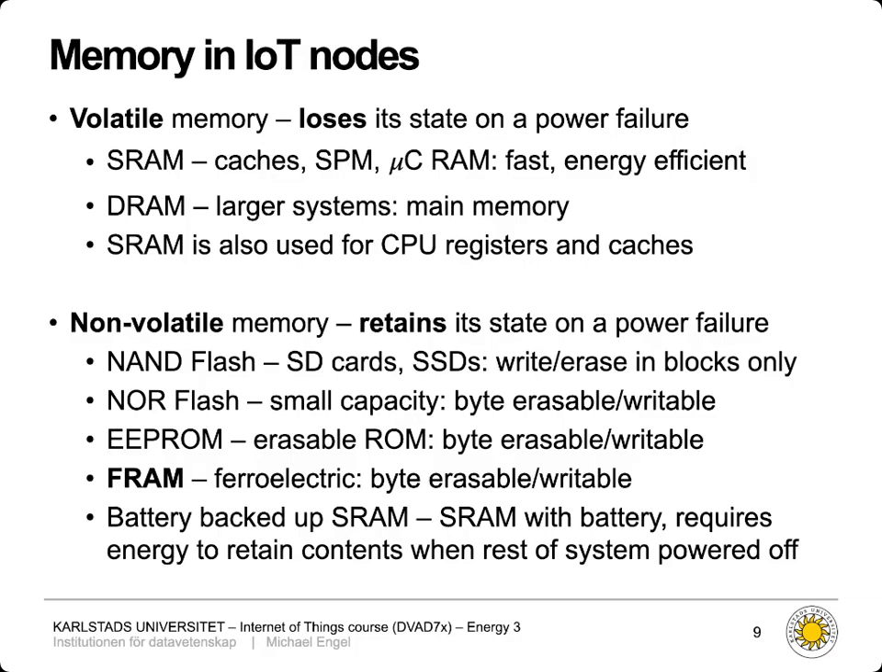No matter which type of RAM you're using, SRAM or DRAM, both lose their data when power is lost. In contrast to this, we have non-volatile memory, which retains its state on power failure. And of course, you're using some of this every day in your USB sticks or SD cards, or SSDs obviously. These usually use a sort of flash memory called NAND flash.